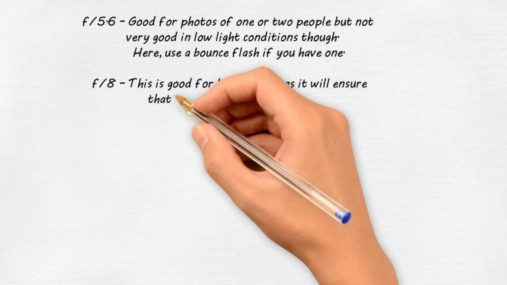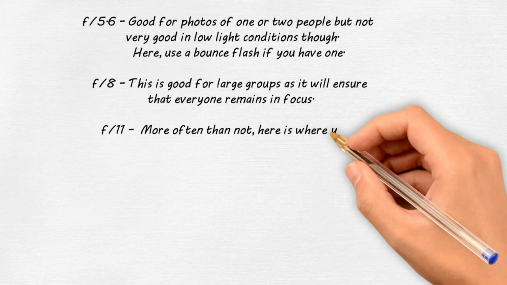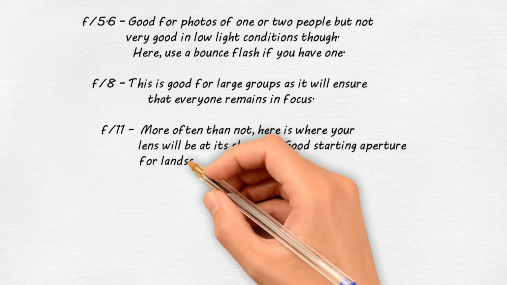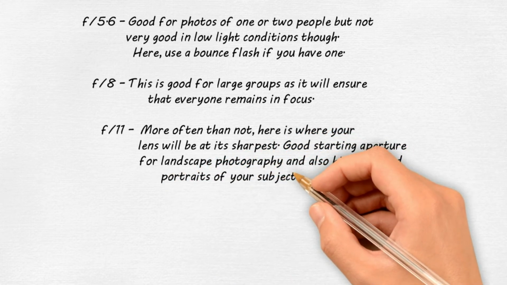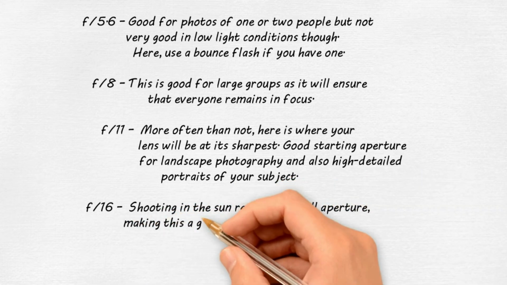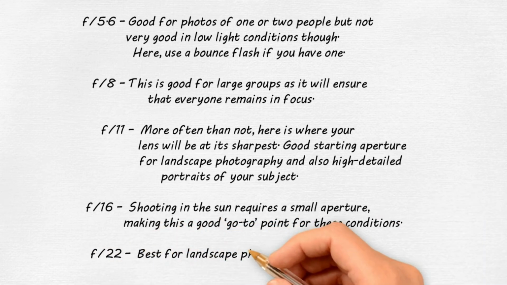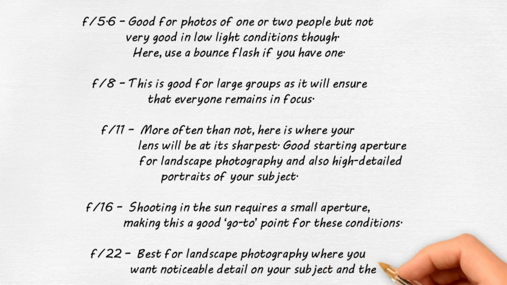f/8, this is good for large groups as it will ensure that everyone remains in focus. f/11, more often than not, here is where your lens will be at its sharpest. Good starting aperture for landscape photography and also highly detailed portraits of your subject. f/16, shooting in the sun requires a small aperture, making this a good go-to point for these conditions. f/22, best for landscape photography where you want noticeable detail on your subject and the background too.